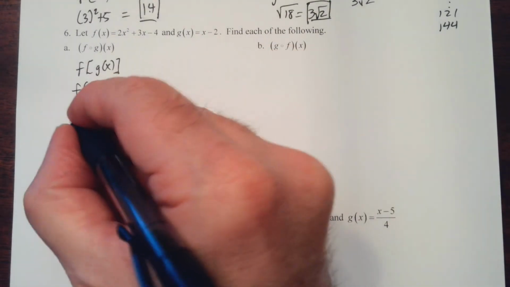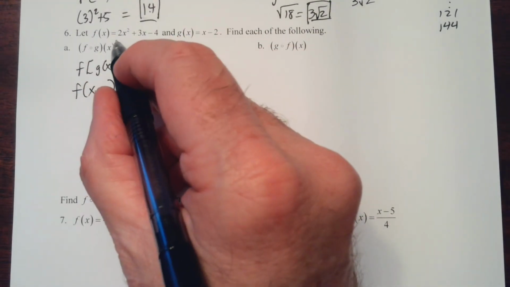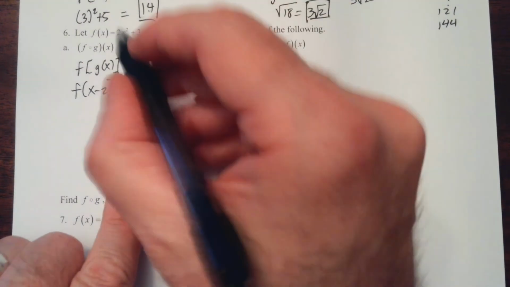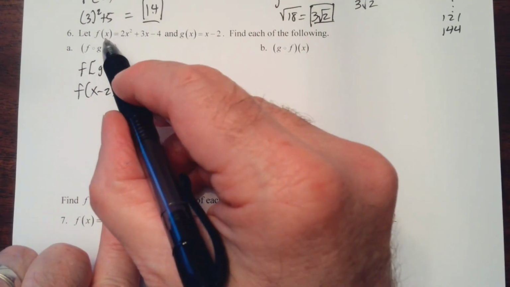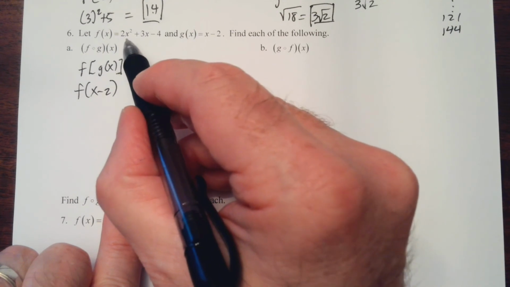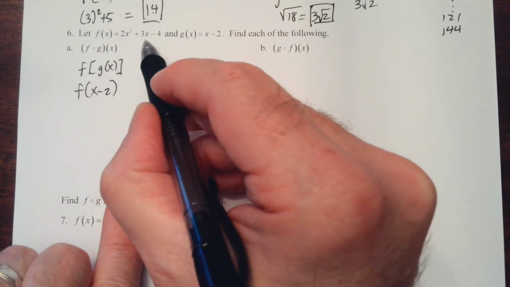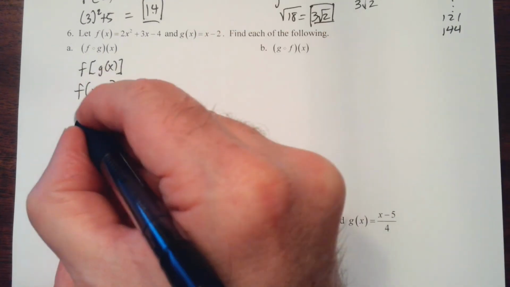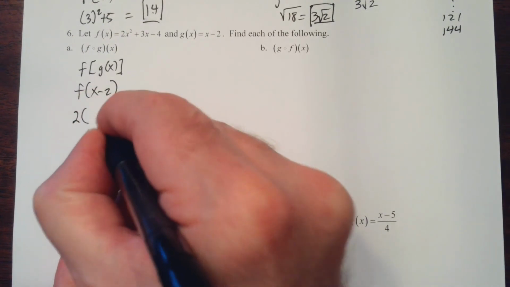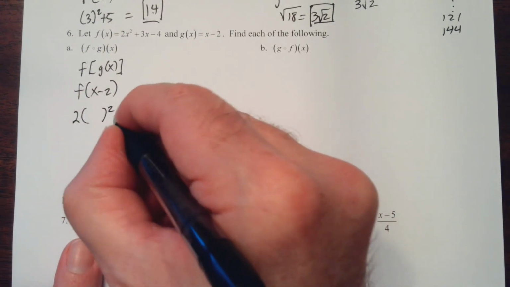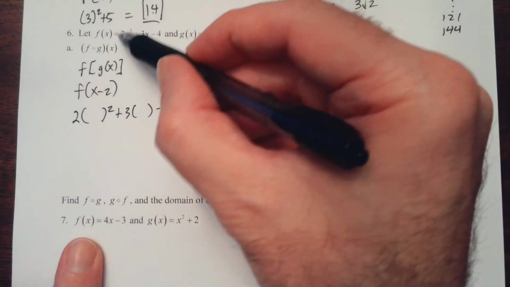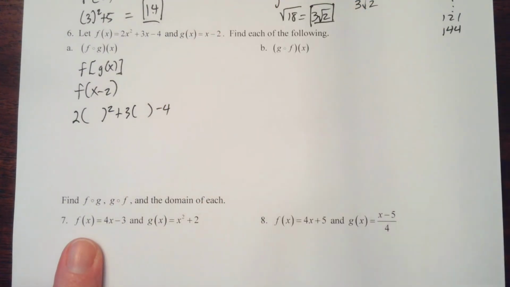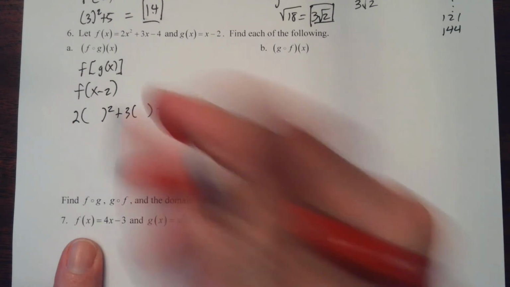And so now I'm going to go ahead and write the output here for f of x. Notice whatever your input is, it's going to be 2 times your input squared plus 3 times your input minus 4. So it's 2 times the input squared plus 3 times my input minus 4. I'm just writing this, but wherever you see an x, we're going to replace that with x minus 2.